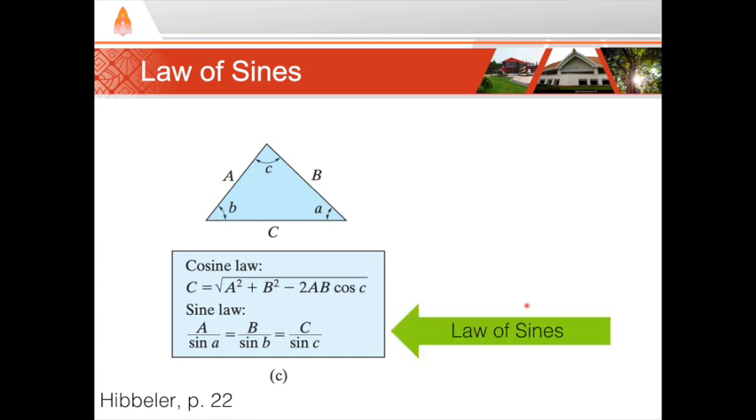The first one is the law of sines. So in this triangle, we see that there are three sides to it, A, B, and C, and we want to label the angle that's opposite A, we can call that one little a, and the one opposite B is b, and the one opposite C is c. And the law of sines tells us that the ratio of A over the sine of the angle opposite of it is equal to the same ratio, B over sine b and C over sine c. This will be very useful for us.